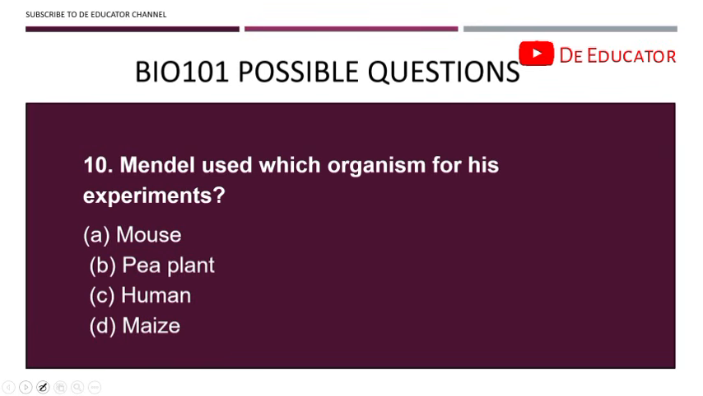Mendel used which organism for his experiment? He used a pea plant. Either you see pea plant, or garden pea, or Pisum sativum. Any of these three that you see, just know that's the answer. Please take note, Gregor Mendel is the father of genetics. So it was this plant he used to carry out the experiment.